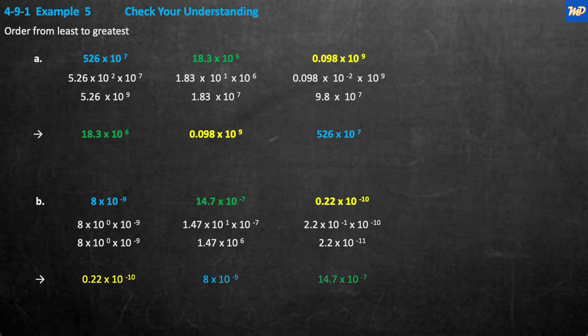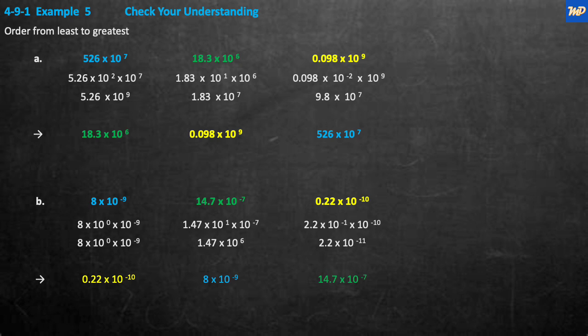We did the same thing here. We went from 18.3 to 1.83. That means we have to multiply by 10 to get from where we want to be to where we were. So we get that number here. We add the exponents together: 1 and 6 is 7. Over here, 0.098. We want to be 9.8. So in order to get from 9.8 to 0.098, we have to divide by 100, or it's 10 to the minus 2. So minus 2 plus 9 is equal to 7. So it's 9.8 times 10 to the 7th.